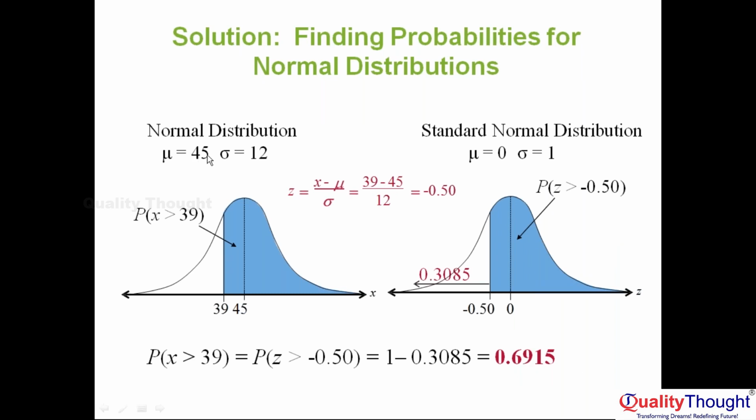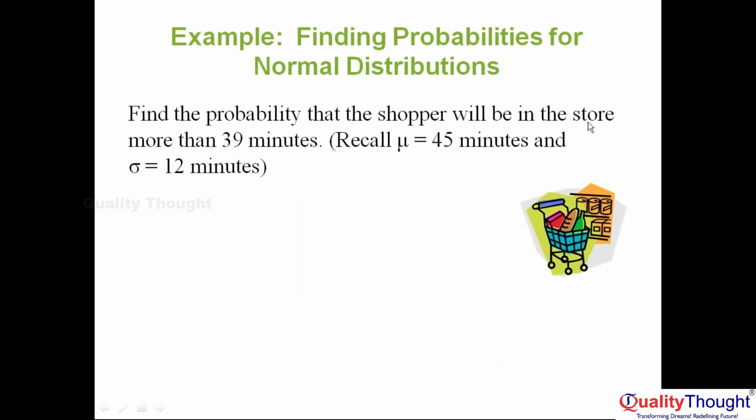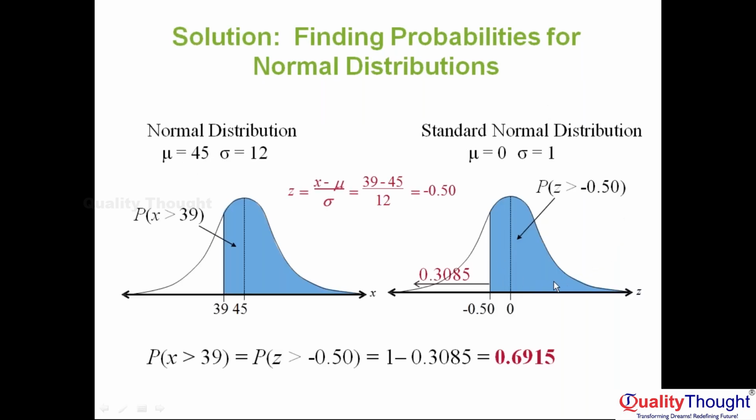39 minus 45 and 12, we know that is the mean and the standard deviation, where you have identified the Z score. Okay, I think Anusha has given something like this one. But I'm asking for the probability, not the Z score. So you need to identify the probability for the Z score. The probability that the shopper will be in the store more than 39 minutes. More than 39 minutes means you need to check the right hand side of the curve, not the left hand side.